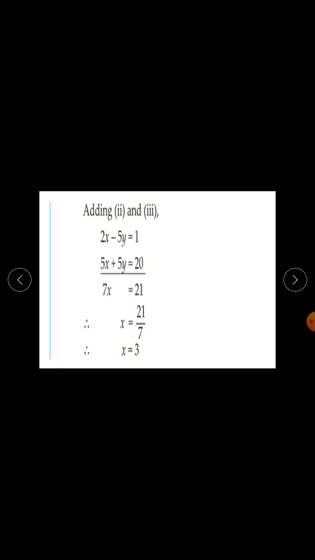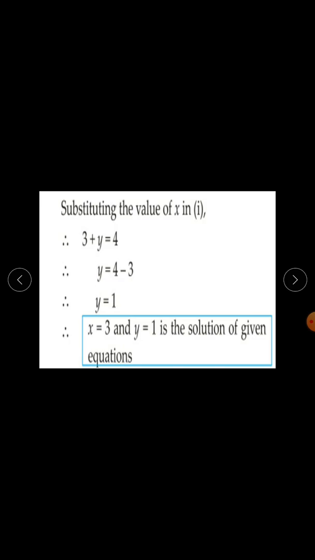Therefore x equal to 3 and y equal to 1 is the solution of the given equations.